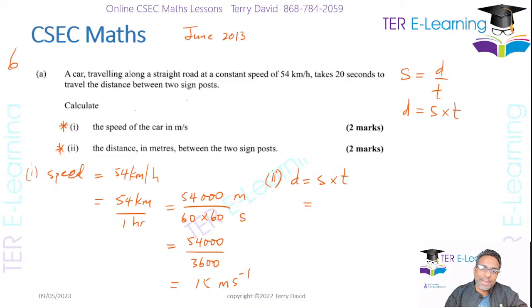Now, since I want to answer in meters, I have to use meters per second in order to do that. So your speed is 15 and your time, they told you the time. Time is in seconds, 20. So that's going to be 15 by 20, that's 300. So it's 300 meters as the distance between the two signposts, right? So again, that is kind of straightforward.